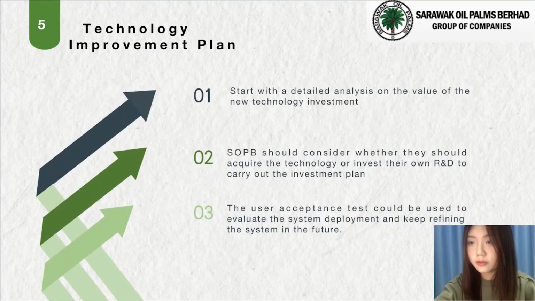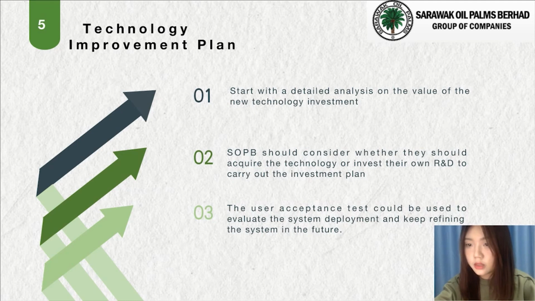Next, another plan for the technology improvement should start with a detailed analysis of the value of the new technology investment. SOPB should consider whether they should acquire the technology or invest in their own R&D to carry out the investment plan. However, the use of drone technology should consider the impact of legal restrictions, such as the prohibition in related laws in Malaysia, even though the investment in acquisition could preserve the importance of technology autonomy for an industry giant like SOPB.